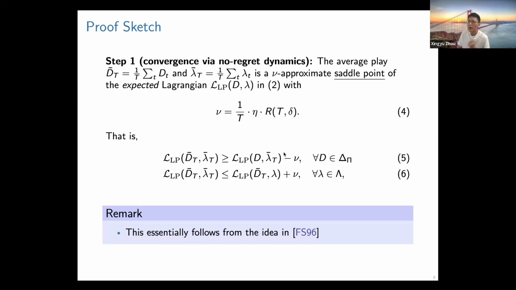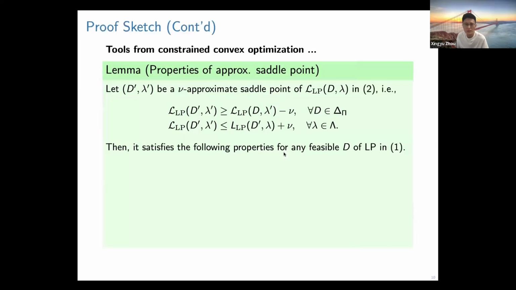Now, we have shown that this average play will converge to a saddle point. Can we utilize some existing properties of a saddle point to directly give us the result of regret and constraint violation? We do not want to do a specific analysis for this particular problem because it's not necessary. If we have already shown that this average play converges to a saddle point, or Nash equilibrium, can we use some existing results to give us the regret and the constraint violation? And yes, this is the main lemma we use in this paper.